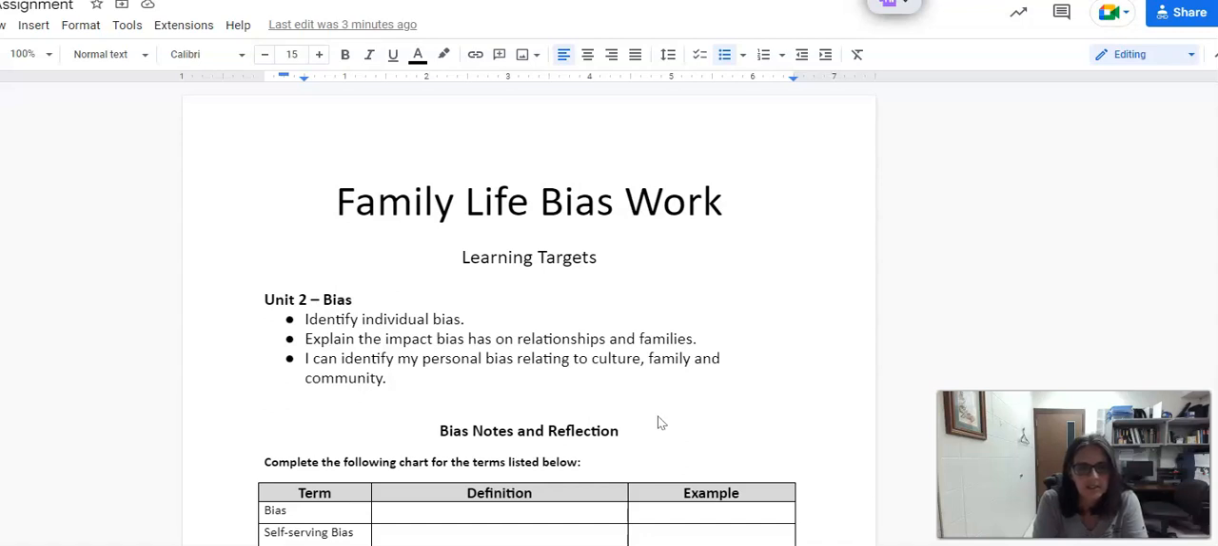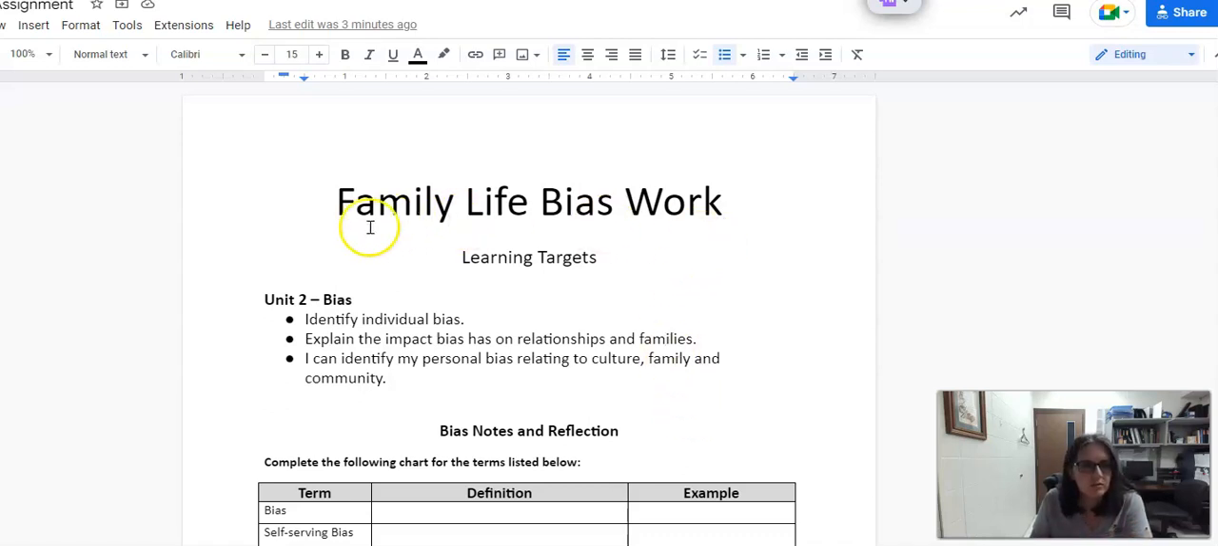We're going to look at some basic definitions, find some examples, and dig into what are some biases we might have. Everybody has some, but it's about being aware of that and then using that knowledge to try to prevent discrimination and prejudices that we're actually showing to people. And so digging into those pieces.